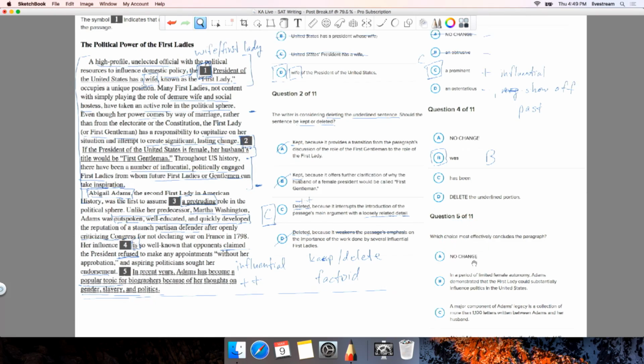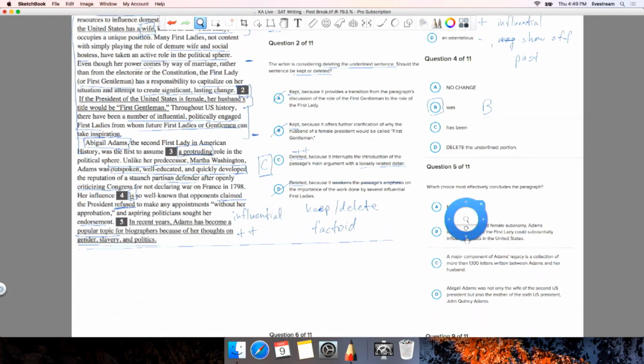Okay, moving right along. We're running a little short on time here. So let's see. Which choice most effectively concludes the paragraph? We want to look here at this part, and we're talking about Abigail Adams, her prominent role, and how she was very outspoken. And we have in recent years, she's become a popular topic. So that's pretty positive. But I want something that links back to this topic sentence here. And so this is where I'm looking.